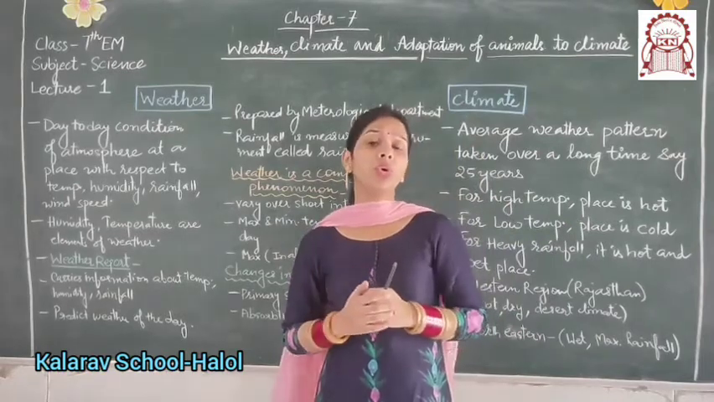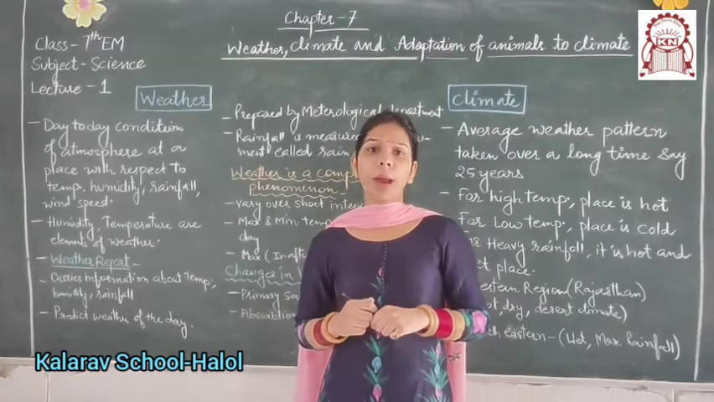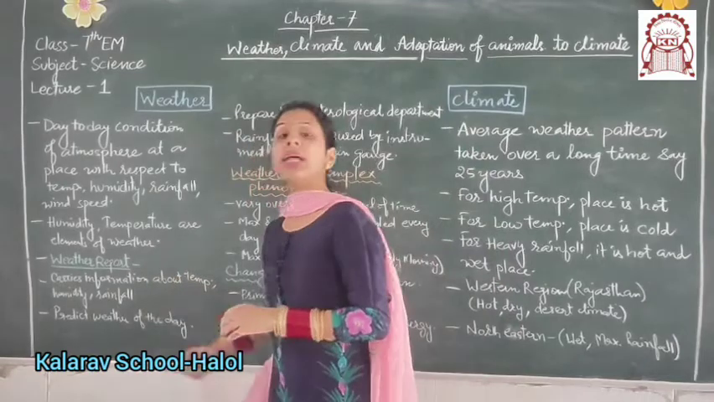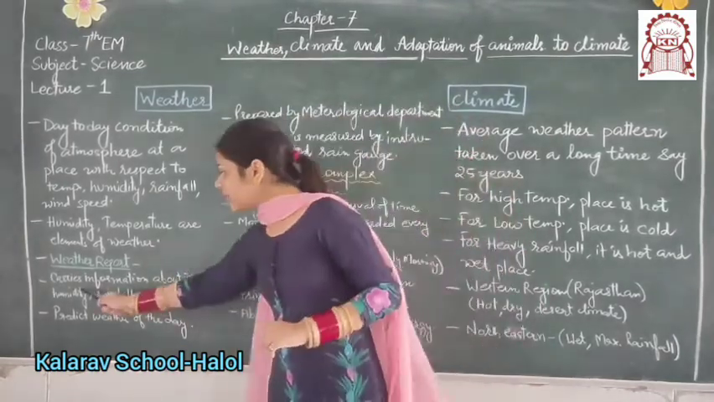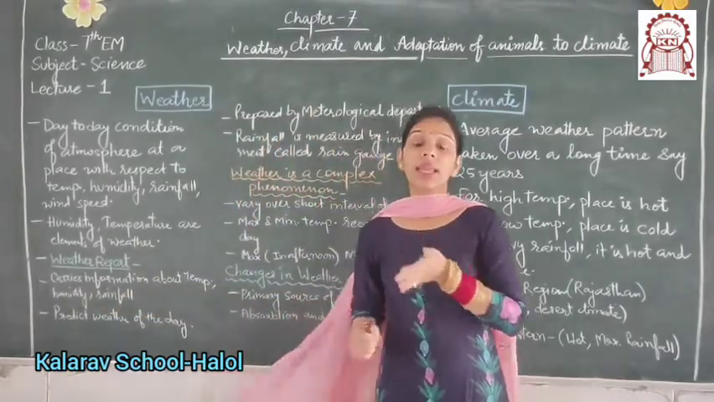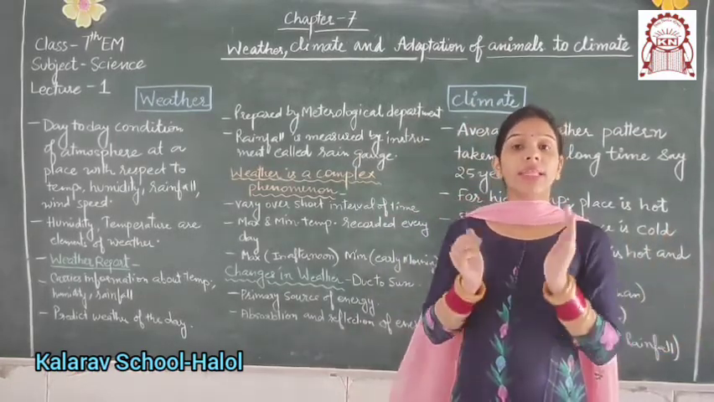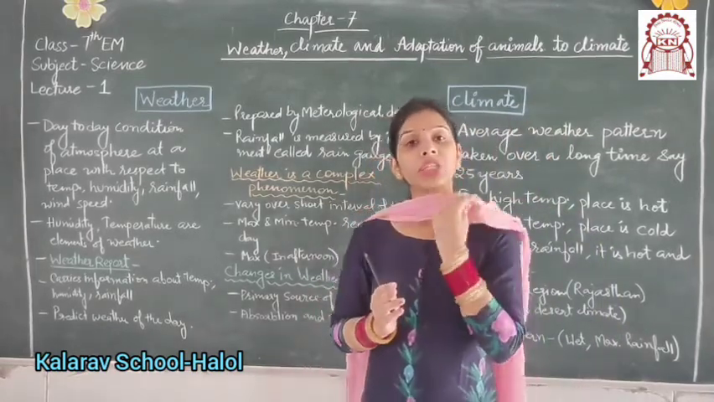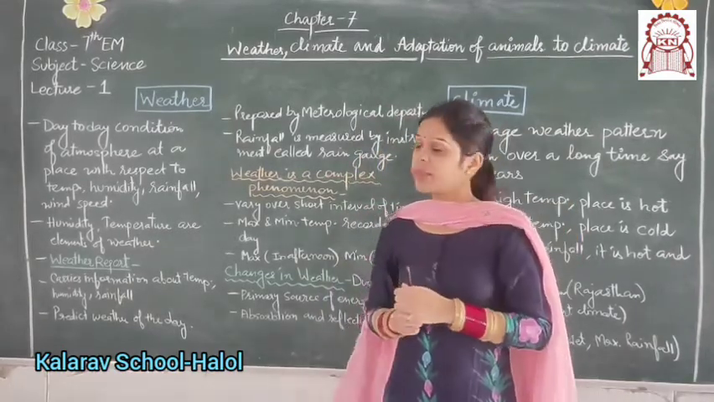So how do we know about the weather? The question arises, how will we know about the weather? Weather can be understood by the weather report. A weather report carries the information about the temperature, humidity and rainfall for the past 24 hours. In this report we have the data about the humidity, temperature and rainfall of that place for 24 hours.